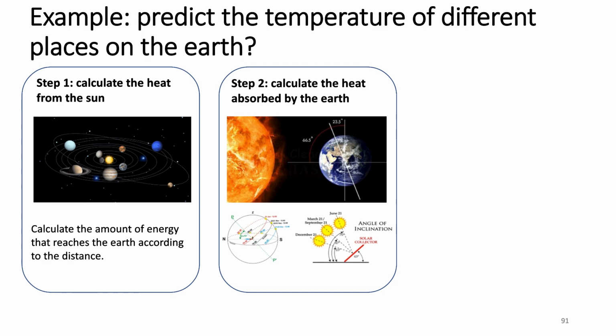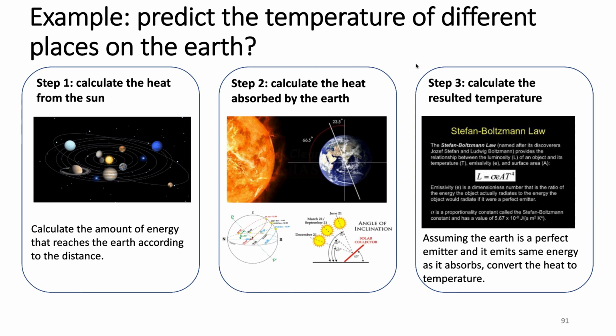Then we are going to need the date and the latitude of our position so that we can calculate the angle of inclination of the sun. By doing this, we are going to build a coordinate system so that we can calculate how much energy in total we absorbed. After that, we are going to utilize the Stefan-Boltzmann law to calculate how much temperature change is induced by the absorbed energy. So this is a three-step process from a domain knowledge perspective in order to calculate the temperature of one place.